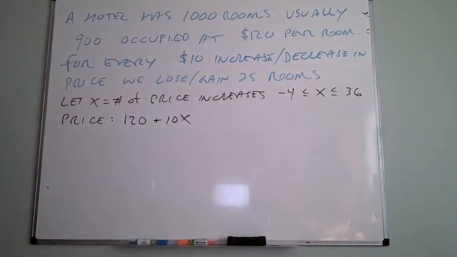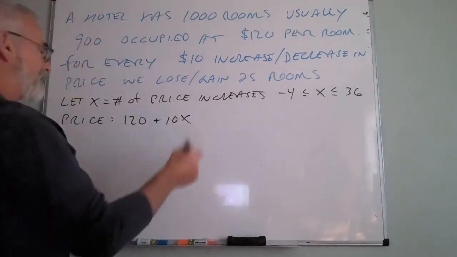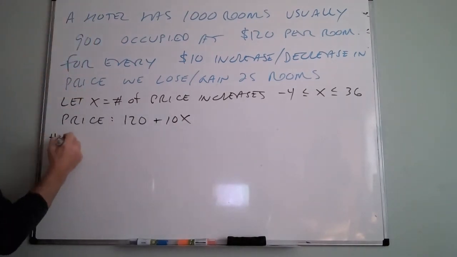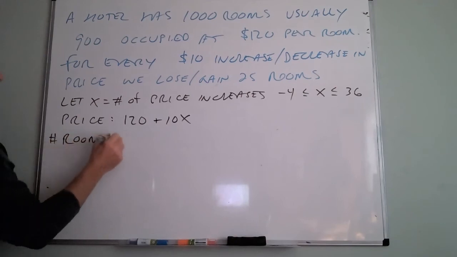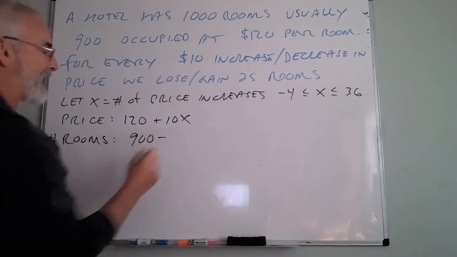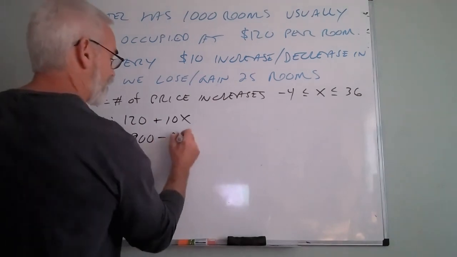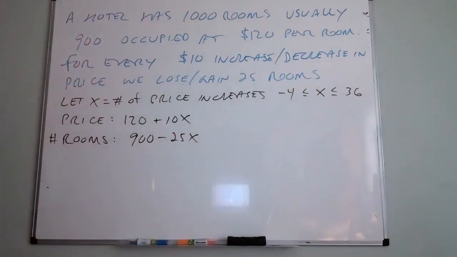That's exactly how much. So one price raise, I'd be at 130. Two price raises, 140, and so on. The number of rooms, well, I'm starting right now with 900. And now I'm going to lose 25 rooms for every price increase. And I'm doing X increases, so I'm going to lose 25X rooms. Okay, so hopefully you're all with me on this.